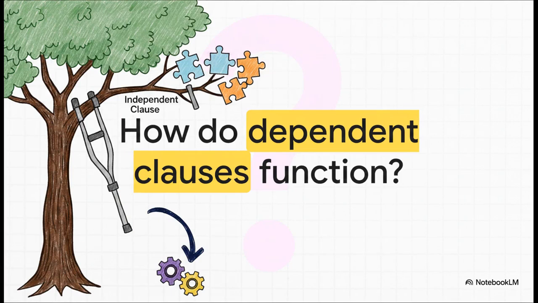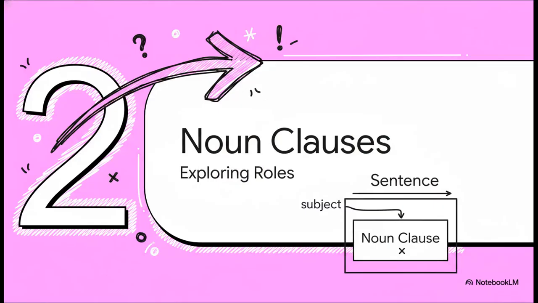But what about the other side of the tree? If a dependent clause has a subject and a verb but still can't stand on its own, what exactly is its job? Well, since dependent clauses basically need a crutch, let's move down the branches to see how these puzzle pieces actually snap into our sentences to create much more complex, interesting ideas. Moving on to section 2, exploring noun clauses.